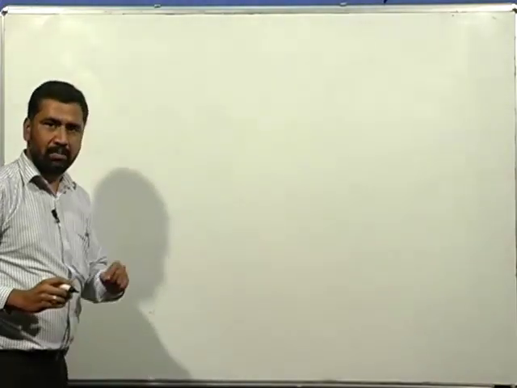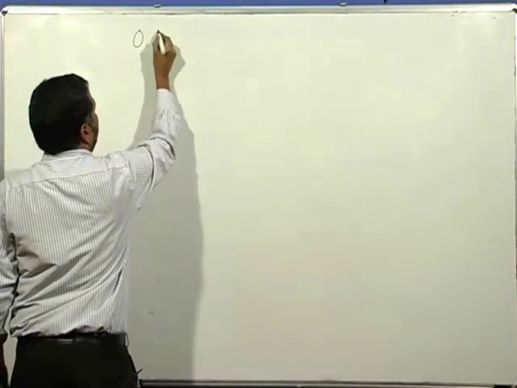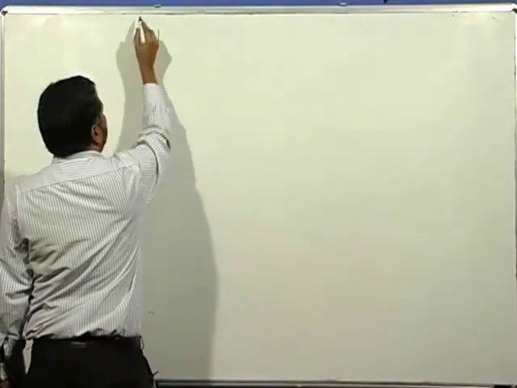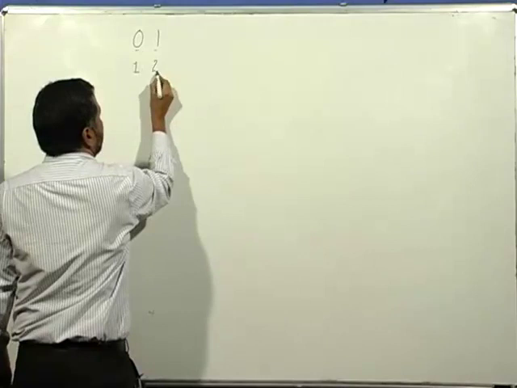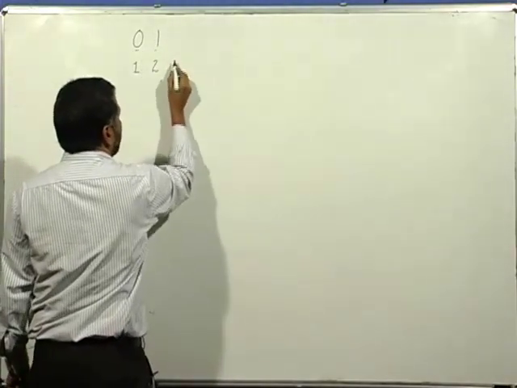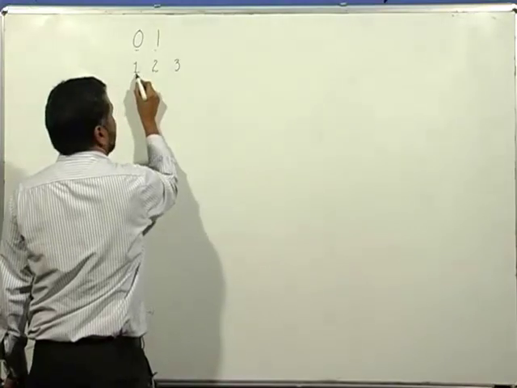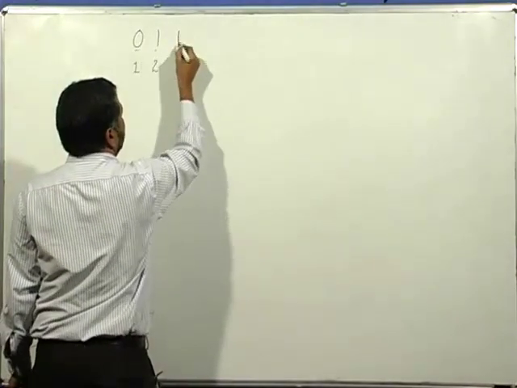Now the Fibonacci numbers are defined like this. They start from 0, the next number is 1. This is the beginning. First Fibonacci number is 0. Second Fibonacci number is 1. Third Fibonacci number is nothing but first Fibonacci number plus second Fibonacci number, which is 0 plus 1, 1.